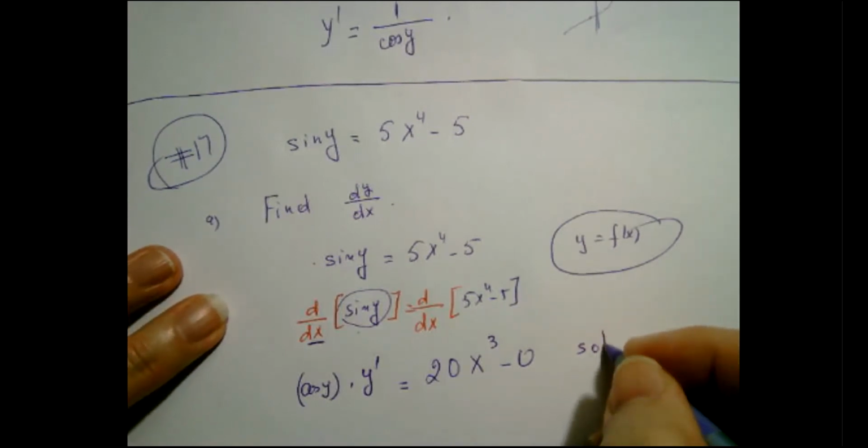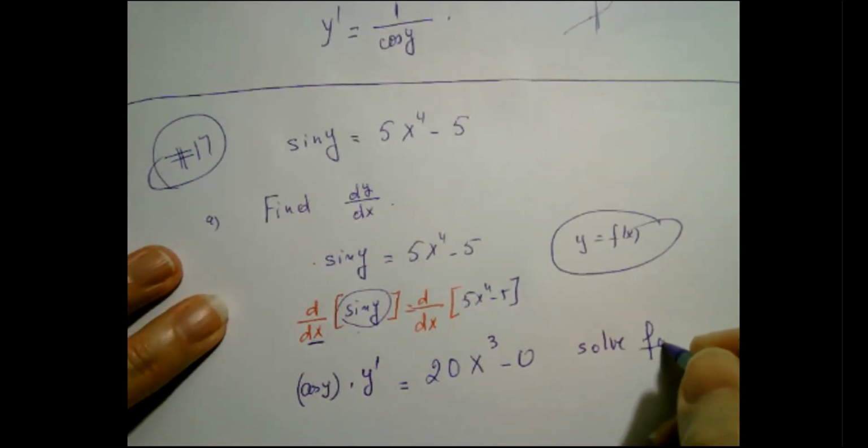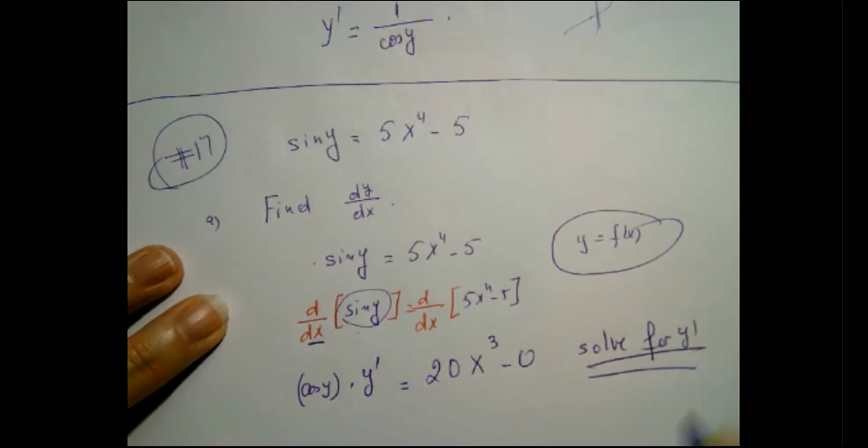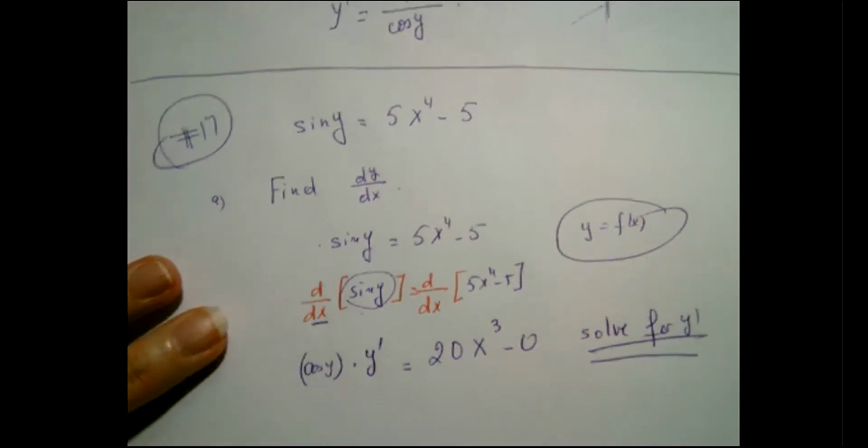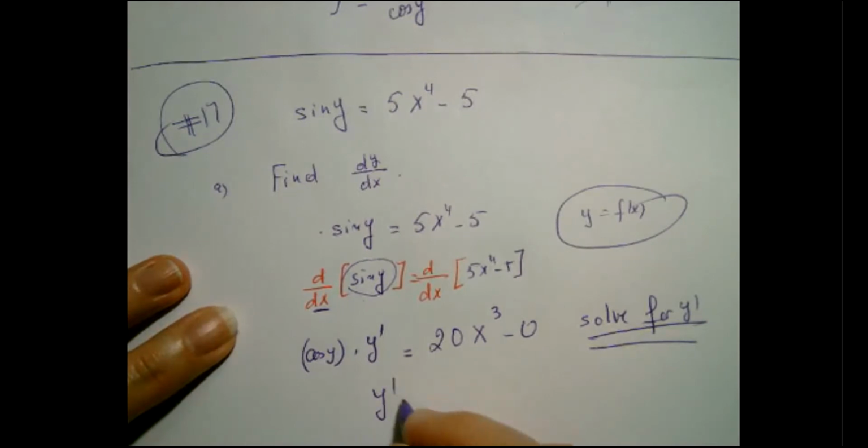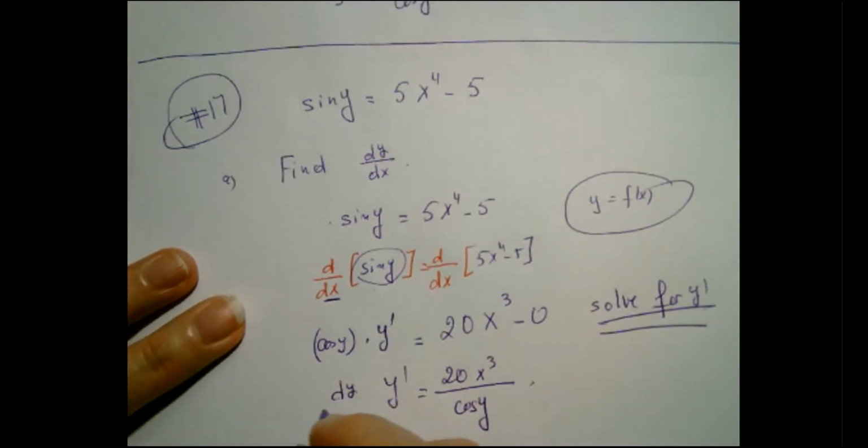So after we differentiate, we solve for y prime. So to solve for y prime here, I divide by cosine y both sides. So that will give me dy/dx or y prime.